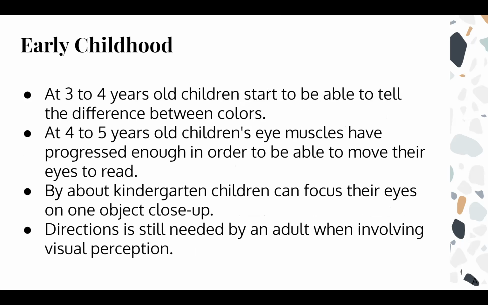Vision in early childhood. At 3 to 4 years old, children start to be able to tell the difference between colors. At 4 to 5 years old, children's eye muscles have progressed enough in order to move their eyes to read. By about kindergarten, children can focus their eyes on one object close-up, but directions are still needed by an adult when involving visual perception.